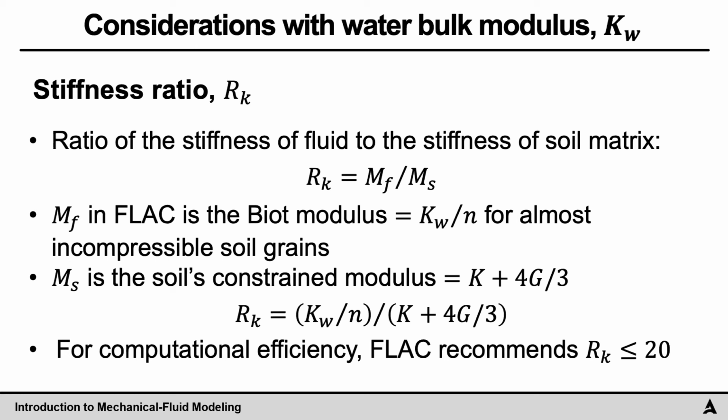And what you can find is that, in fact, what is important is not as much that the bulk modulus of the fluid is 2e⁹ pascals, but instead that the bulk modulus of the fluid is much larger than the bulk modulus of our soil skeleton. Another way of saying this is that for computational efficiency, FLAC recommends that this RK value, which is defined right here, is less than or equal to 20. And so this is something, again, that we'll talk about later, but which we need to keep track of as well.